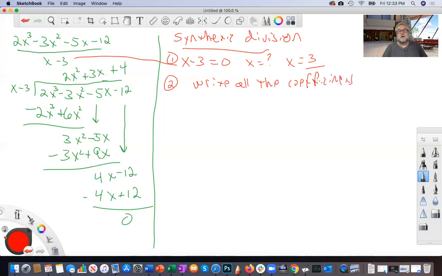I kind of spelled that wrong, but you'll have to trust me. Coefficients. Okay, so the coefficients will be over here: a 2, a minus 3, a minus 5, and a minus 12. You want to space them out some so they're not right on top of each other. Put a line above it, leave a space, and put a line below.